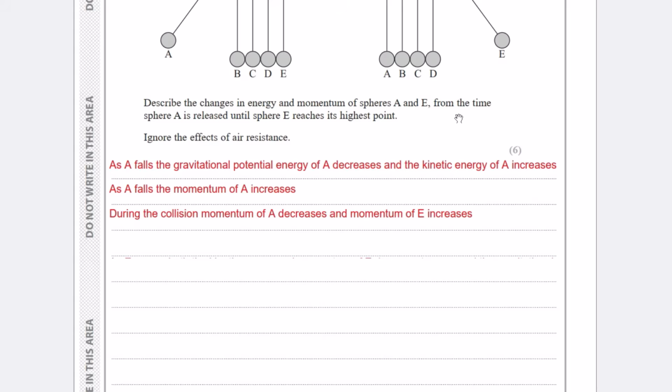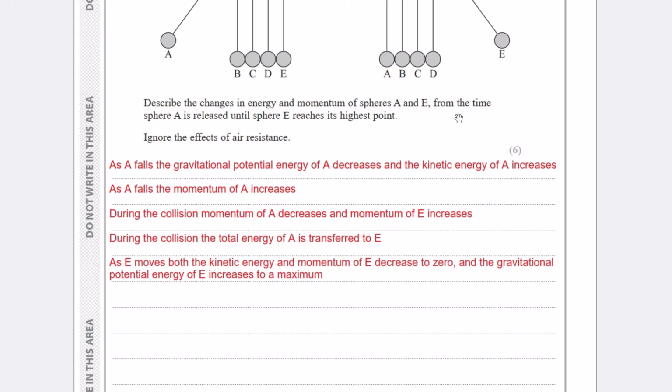Now, during the collision, momentum of A decreases and momentum of E increases. During the collision, total energy of A is transferred to E because A comes to rest, so all of its energy is transferred to E. And as E moves, both the kinetic energy and momentum of E decrease to zero because it comes to rest at the highest point. Okay, so when it comes to rest, its kinetic energy decreases to zero and the momentum also decreases to zero. And the gravitational potential energy increases to a maximum because it has reached its highest point. The question clearly spoke about the highest point.